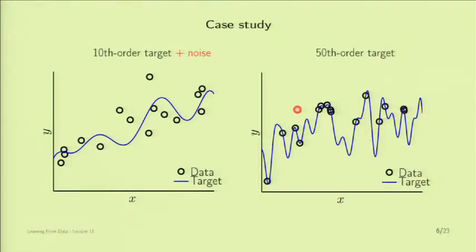So these are two interesting cases. One of them is a simple target, so to speak, with added noise that makes it complicated. This one is complicated in a different way. It's a high-order target to begin with, but there is no noise, okay? So these are the two cases that I'm going to try to investigate overfitting in, okay?